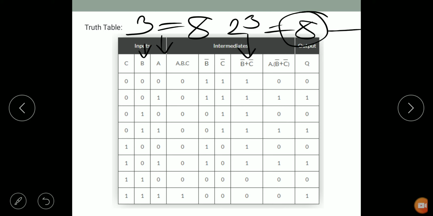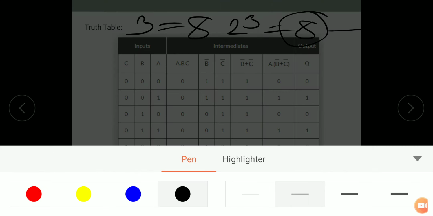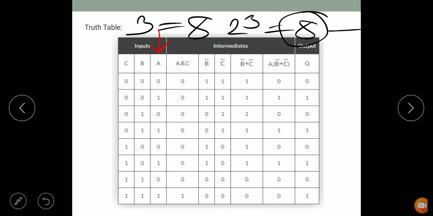So we take this column and this column. Okay, dot operation means it is simply multiplication. 0 into 1 is 0, then 0 into 1 is 0, 1 into 1 is 1, then 1 into 0, 1 into 0, 0 into 1 is 0, then 1 into 1 is 1, then 0 into 1 is 0, 1 into 1 is 1, then 0 into 0 is 0, then 1 into 0 is 0.